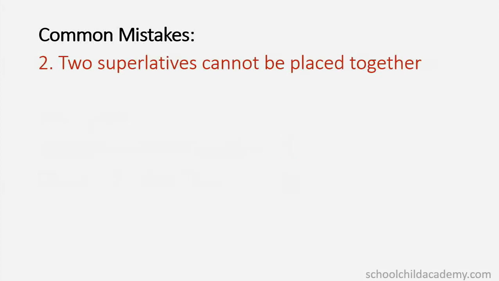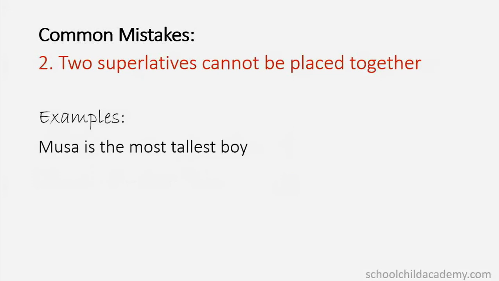Two superlatives cannot be put or placed together. Examples: Musa is the most tallest boy is wrong. We should say Musa is the tallest boy in the class.